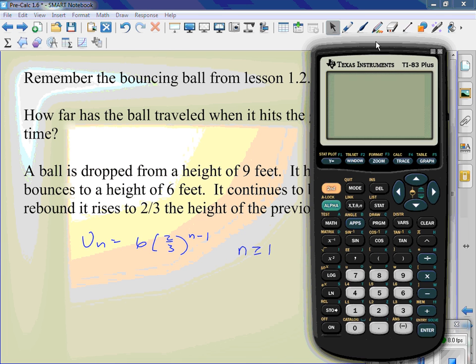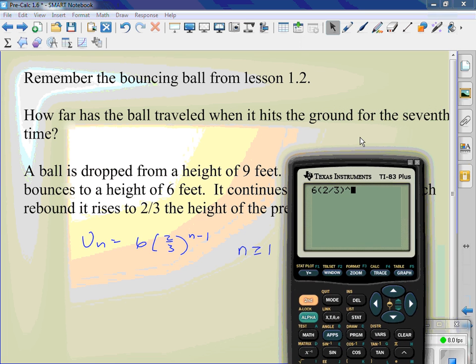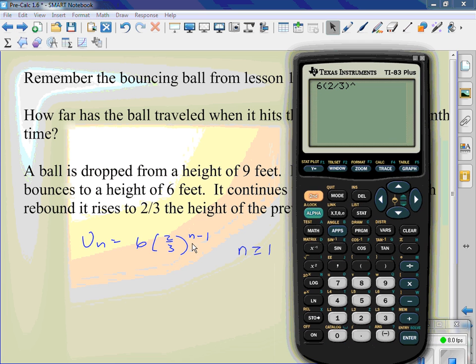Now all I have to do is 6 times 2/3 to the what power? Third? 7? No, if it's 7th, I need to put 6. Why 6? N minus 1, to the 6th power. That is how high the ball has bounced.